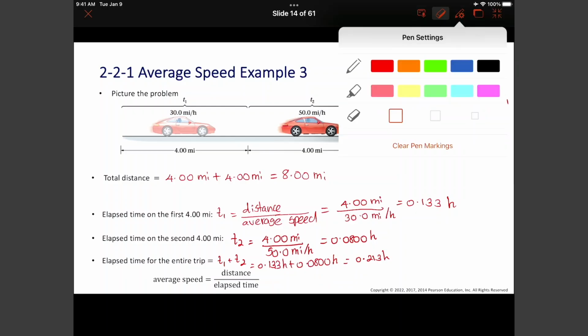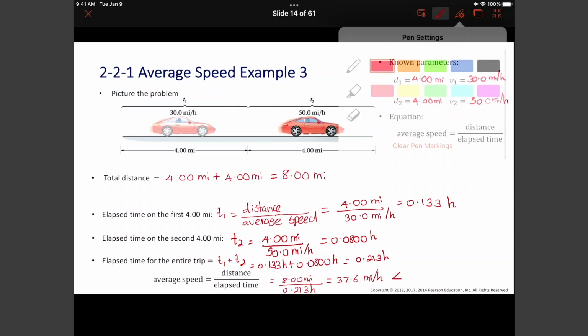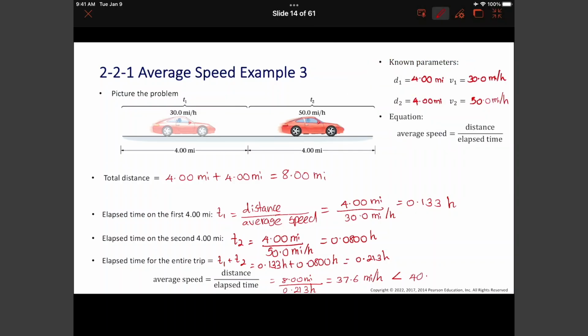It is equal to 8.00 miles over 0.213 hours, which is equal to 37.6 miles per hour. So this value is less than 40.0 miles per hour. So because of that, the answer is the average speed is less than 40.0 miles per hour.